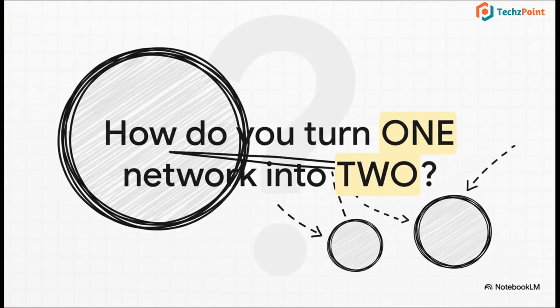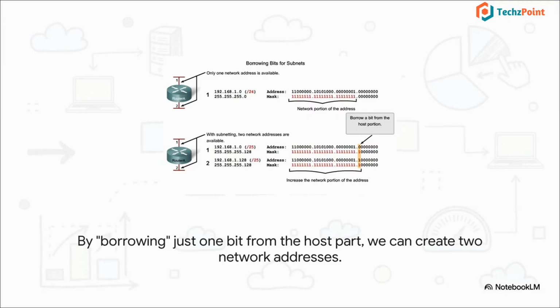To really get this, let's ask a really simple question. How do you take just one big network space and, with one tiny little change, magically create two completely separate networks out of it? The answer is hiding in the binary code of the IP address itself. So every IP address has two parts. A network part, think of that like your street name, and a host part, which is like the house number for each device on that street.